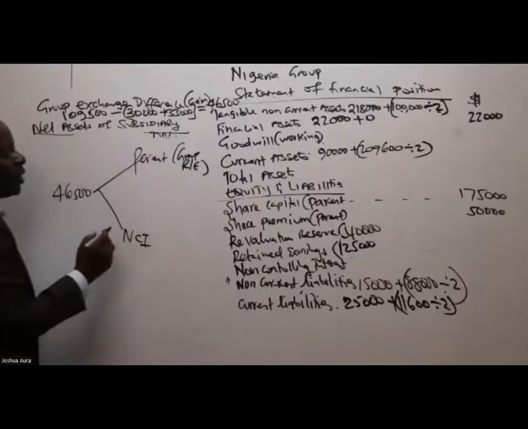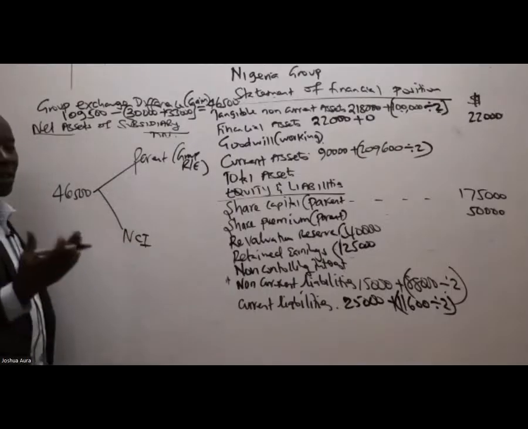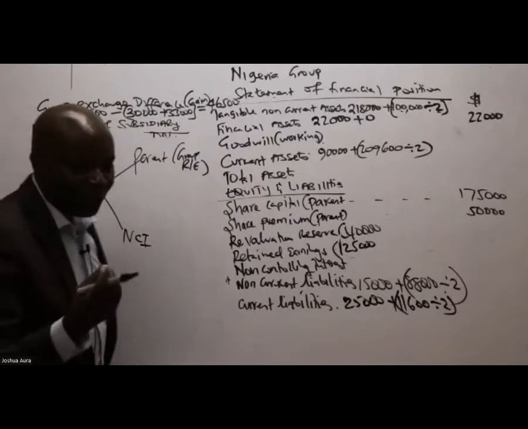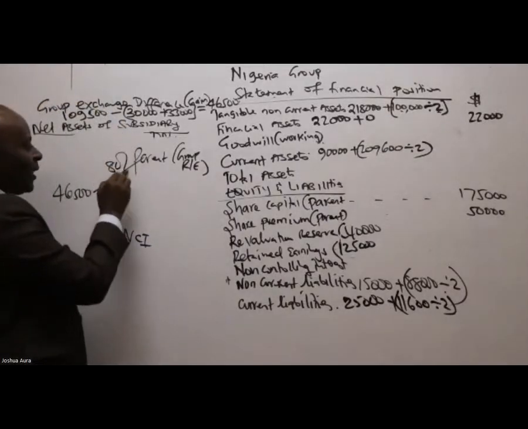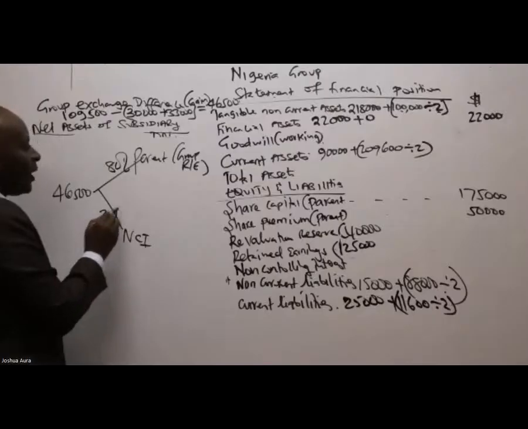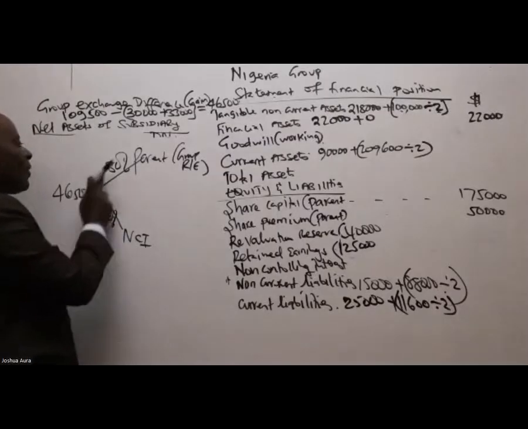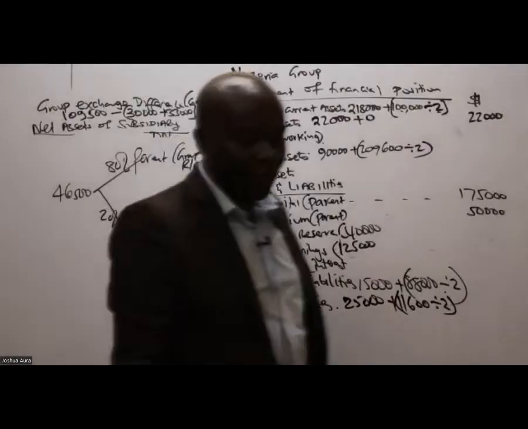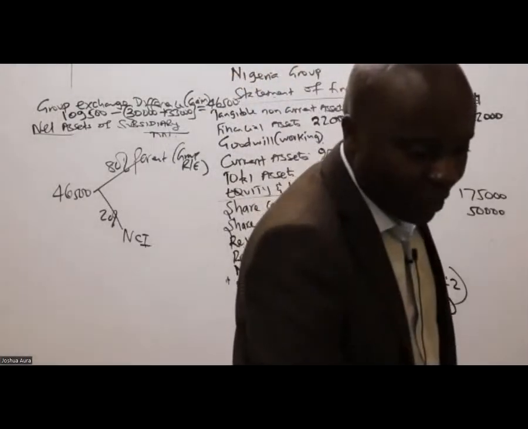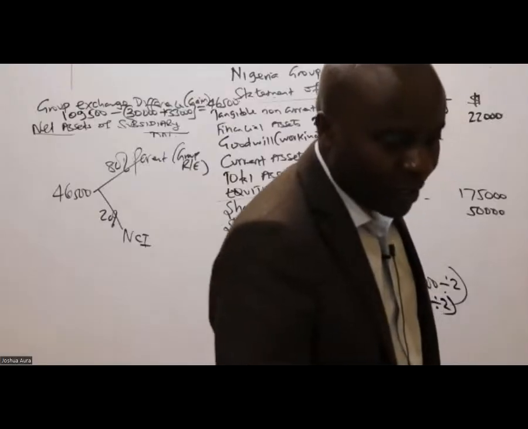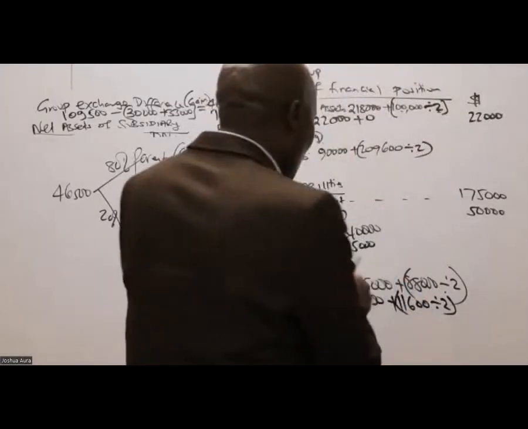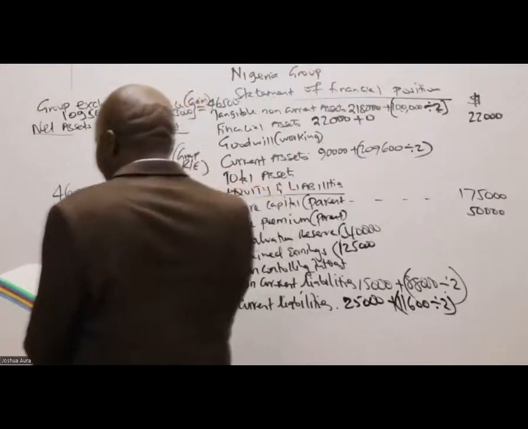So the question is, do you know the parent's percentage? It was 80%, isn't it? And NCI was 20%. I can see this student telling me 46,500 times 80%. I can see they have already given me the figure. The parent is 37,200.